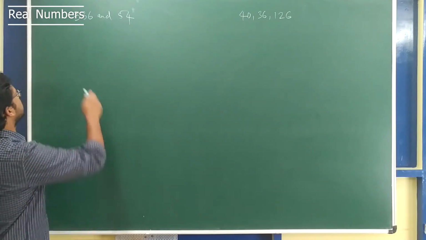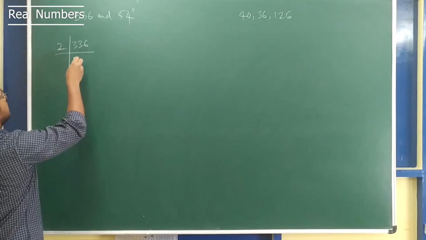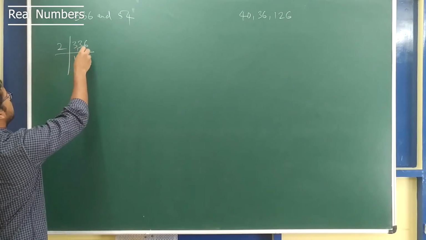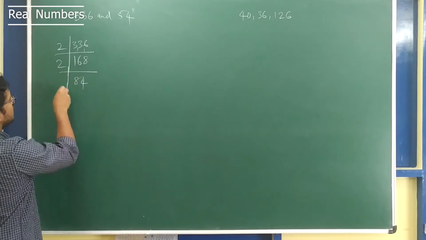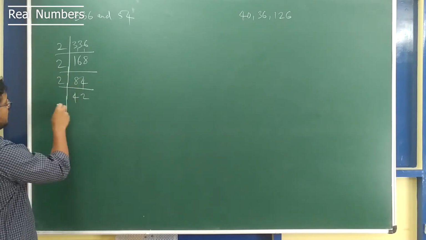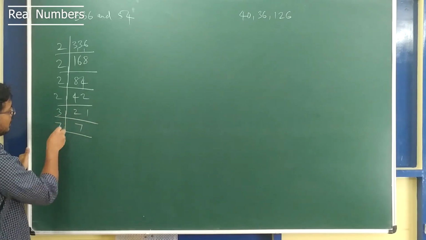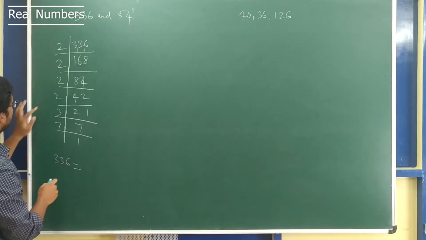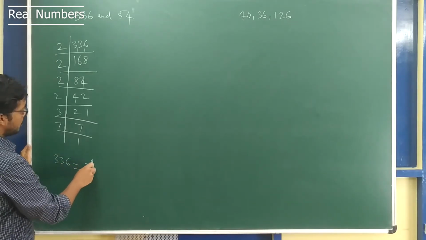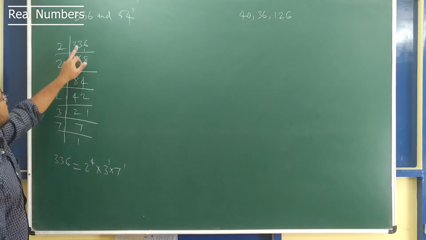336 and 54. Let's prime factorize 336 first. When we prime factorize 336, we get 2 1s are 2, 2 6s are 12, 2 8s are 16... 2 84s are 168, 2 42s are 84, 2 21s are 42, 3 7s are 21, and 7 1s are 7. So 336 can now be written as 2 power 4 into 3 power 1 into 7 power 1. So that is 336.